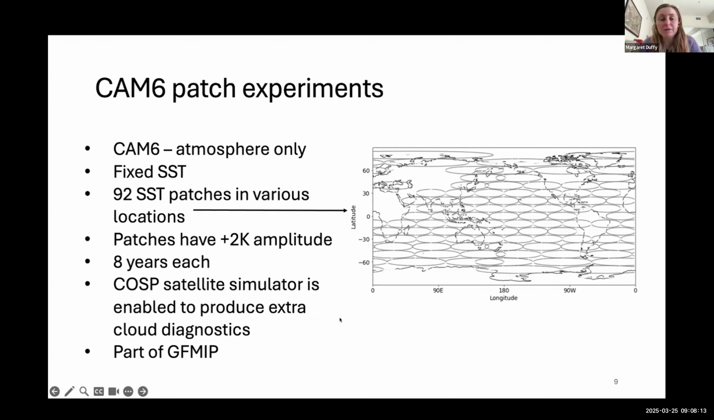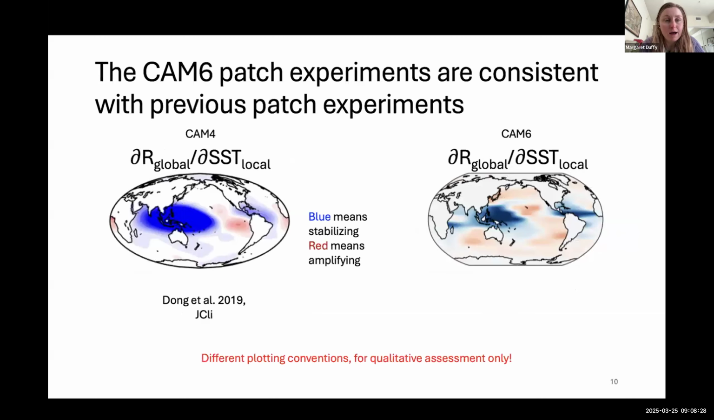One thing that is unique about this ensemble of patch experiments is that we ran it with the COSP satellite simulator turned on, which allows us to take a closer look at the cloud feedbacks. I won't do that in this particular 15-minute talk, but that is in the forthcoming paper.